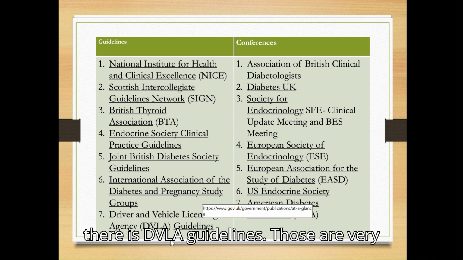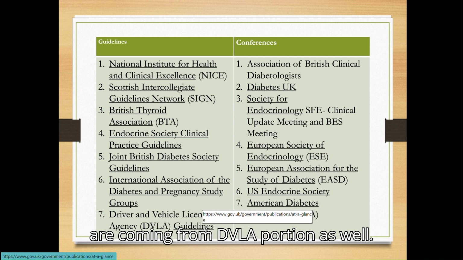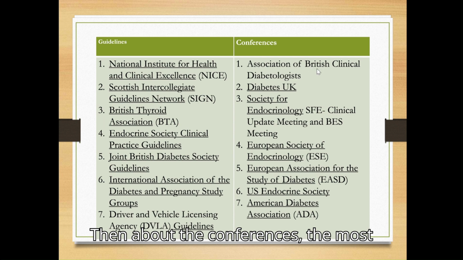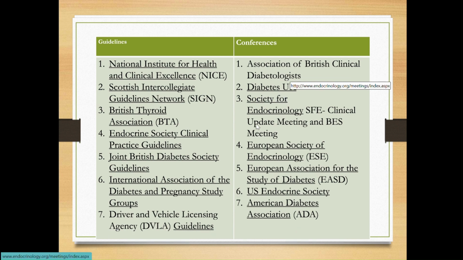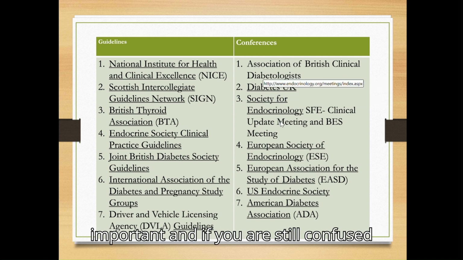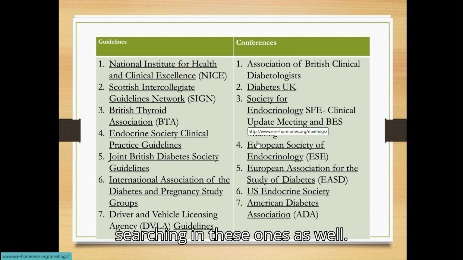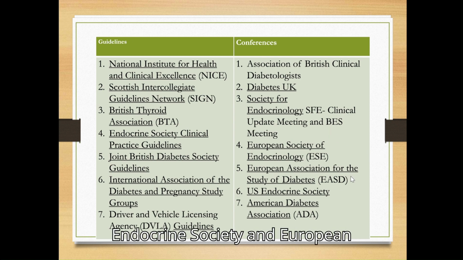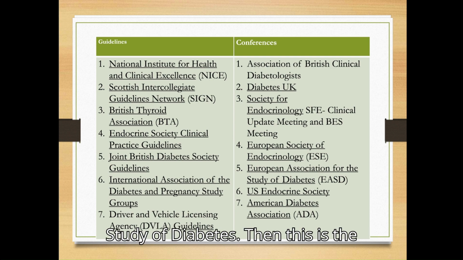And then there are the DVLA guidelines. Those are very important for the MCQs as well. Many MCQs come from the DVLA portion as well. Then about the conferences, the most significant and important ones are the Association of British Clinical Diabetologists, then Diabetes UK, and the Society for Endocrinology. These are very important. Then if you're still confused with anything, go ahead and search in these as well: the American Diabetes Association, then the US Endocrine Society, and the European Association for the Study of Diabetes.